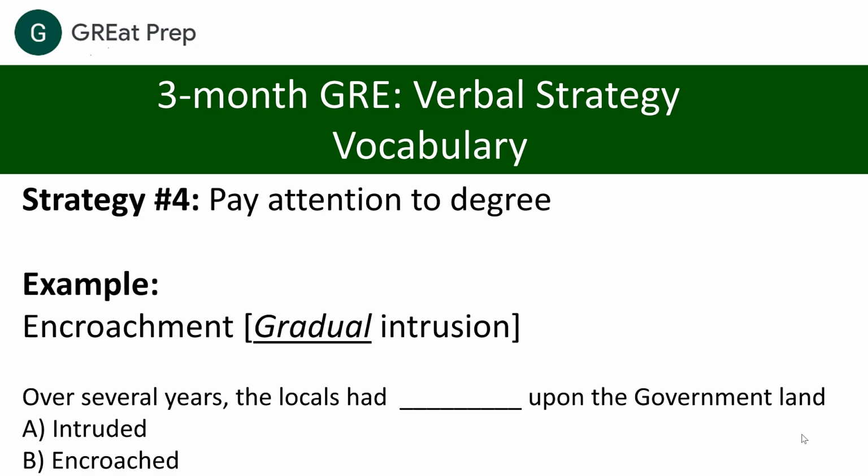However, in the GRE sentence completion, there is also a very crucial clue. And the clue in this sentence is the phrase over several years. Now, clearly, if something happens over several years, it means it was gradual. Thus, intrusion or intruded is not the correct answer. Rather, encroached is the right answer.